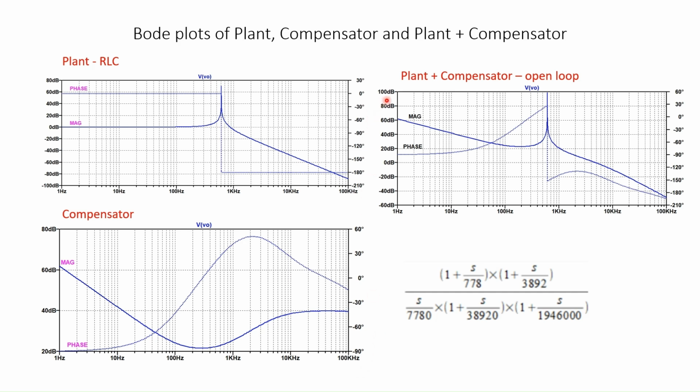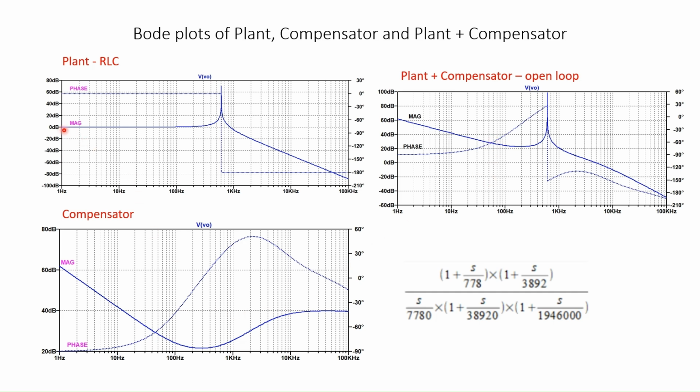So the open loop transfer function of the system is the plant plus compensator. So we need to add these two Bode plots. The magnitude plots of the plant and the compensator can be added. Even though magnitudes are multiplied, since it is represented in dB, which is proportional to log of magnitude, we can add these two magnitude plots to get the resultant open loop system transfer plot.